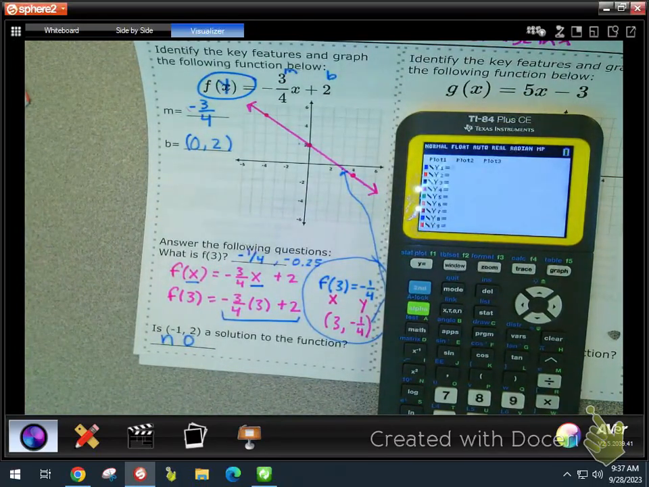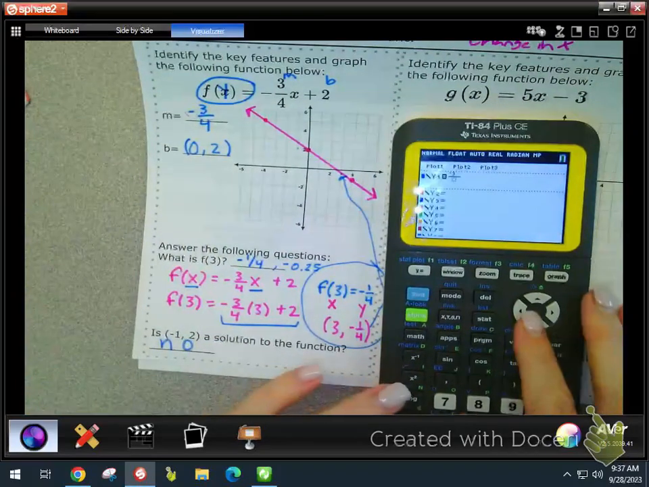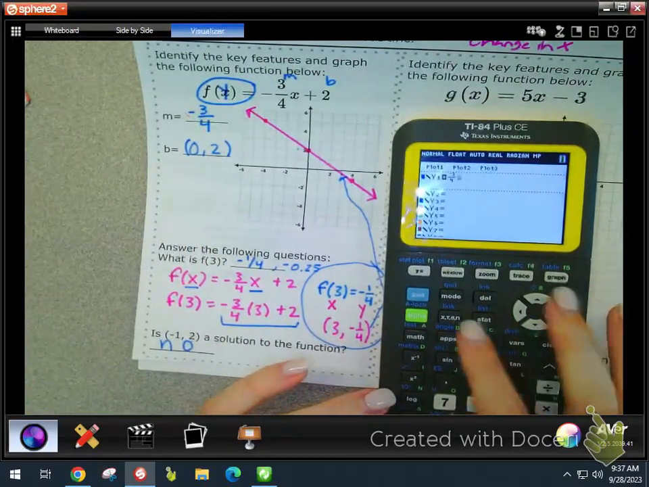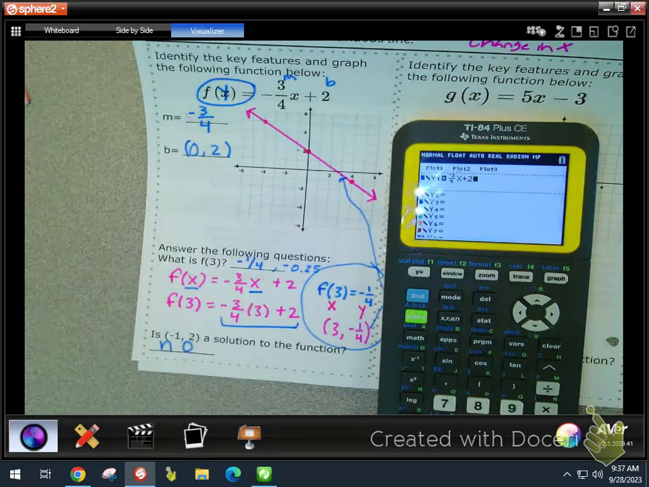And I want you to put that slope-intercept form in. So y equals, negative x, 3 over 4, plus 2. When you go to y equals, you always have to put your mx plus b. How do we get negative 3? Oh, negative, okay. So put it in as a fraction. You have to put that mx plus b.